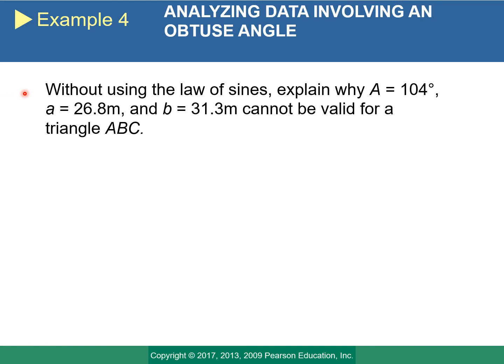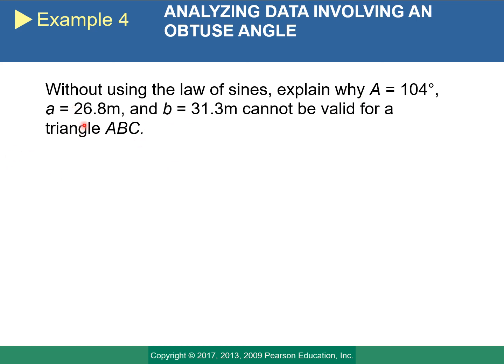Now our last example here is just to analyze without even actually doing any calculations. So without using our law of sines, just explain why angle A equal to 104 degrees, side A equal to 26.8 meters, and side B equal to 31.3 meters cannot be valid for a triangle ABC. So just by thinking about it, explain why this triangle can't exist based on this given information.